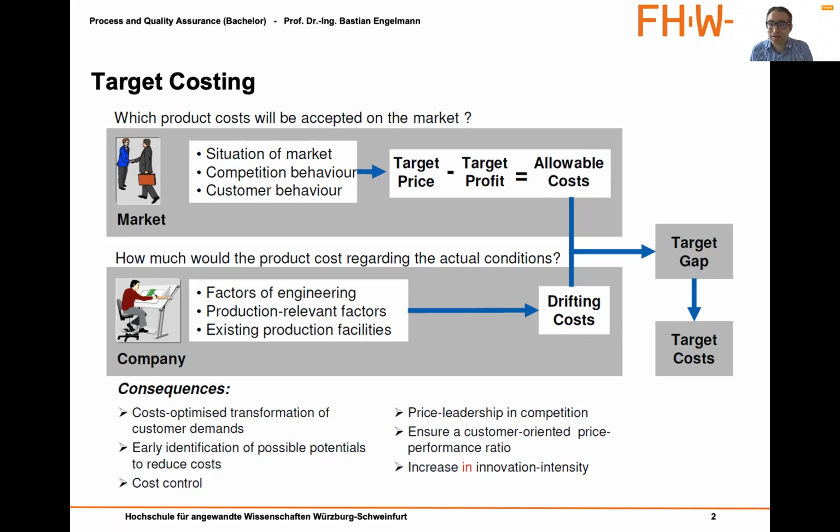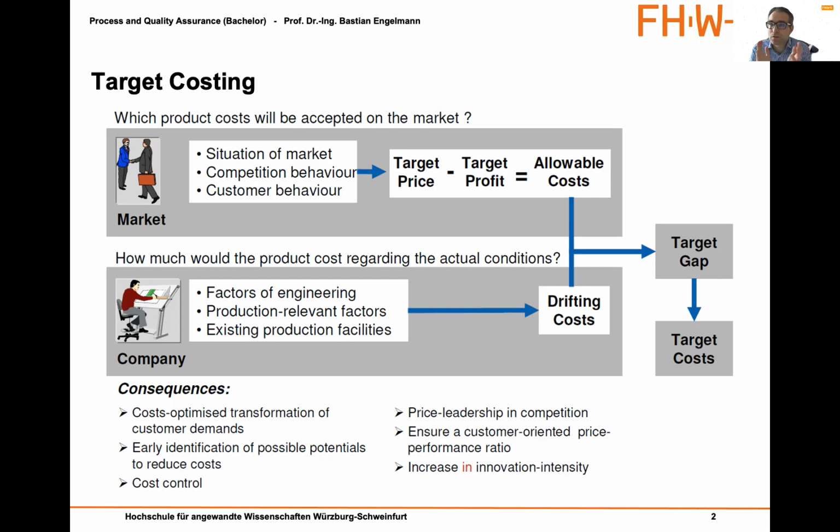So a difference in between means that we have a gap. And this is called the target gap. It's basically allowable costs minus drifting costs. And when the drifting costs are bigger than the allowable costs, then we have a negative gap. So maybe we would see later on, for a lawnmower, we have 200 euro as a target gap. But how can we squeeze out the 200 euro from our product? We need to distribute the target of 200 euro on our product.